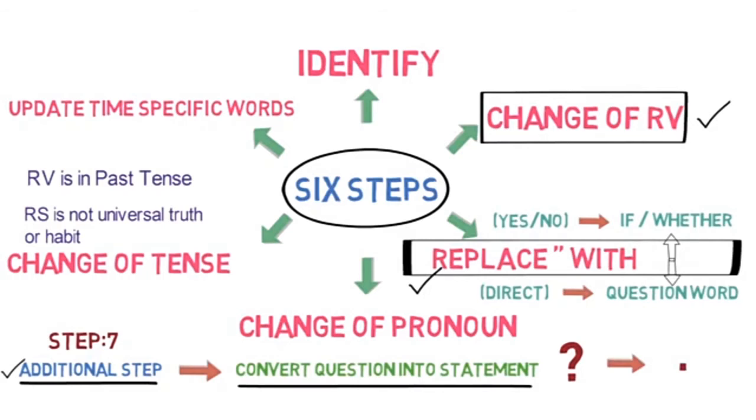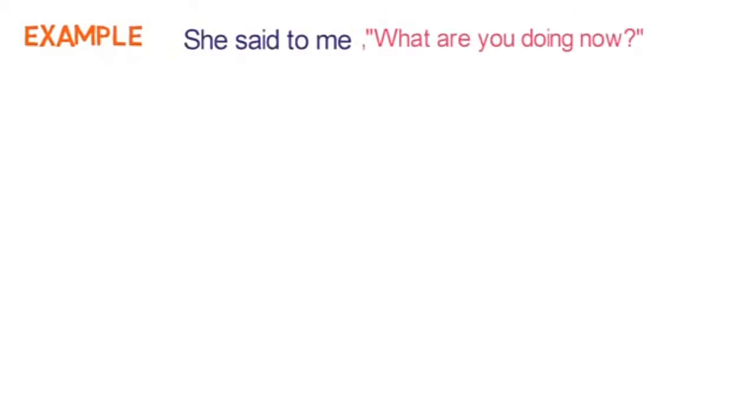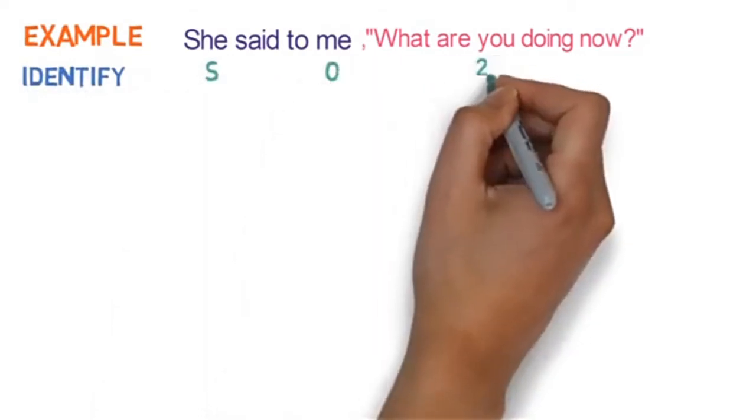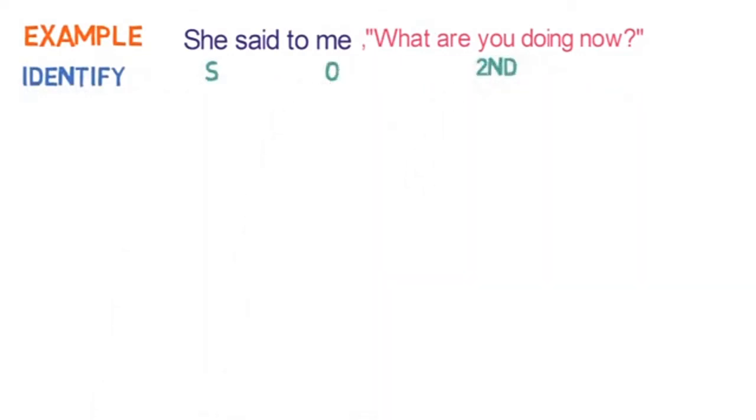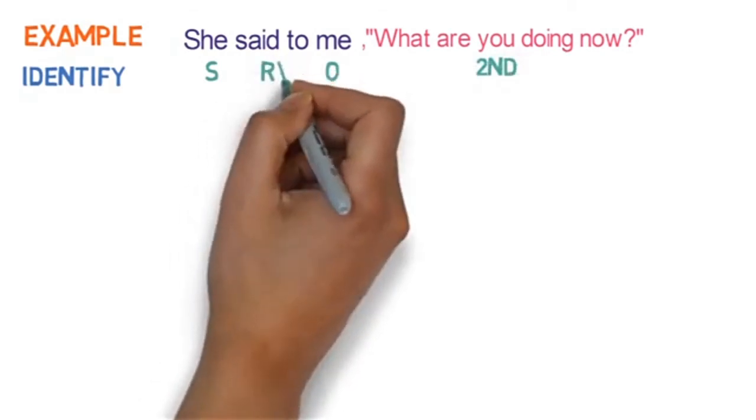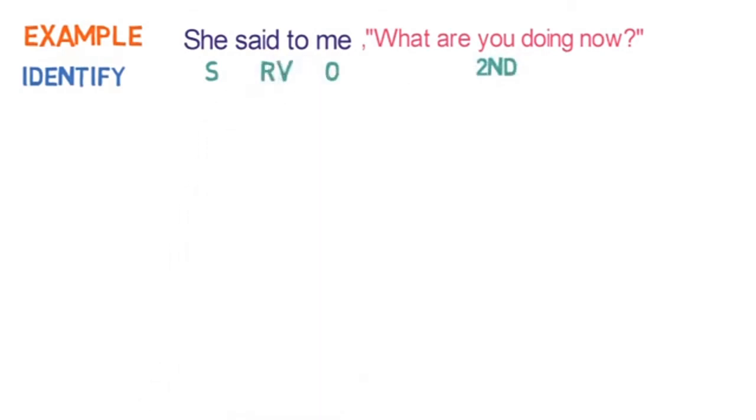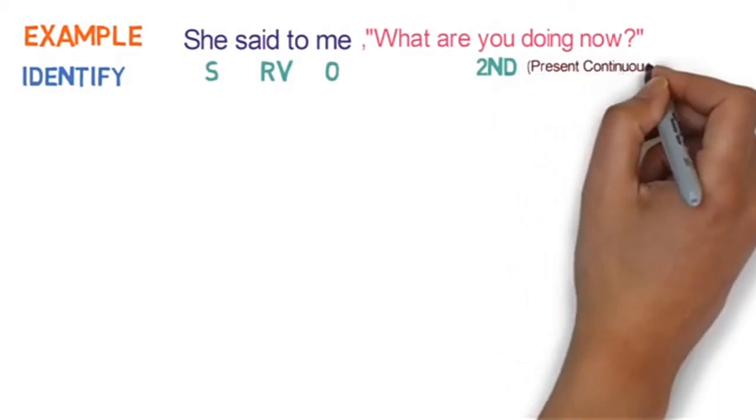Let's understand the application of this 7-step formula with an example. She said to me, what are you doing now? Step number 1 is to identify. She is the subject, the object is me, here you is the second person, and said to is the reporting verb. And as said to is in past form, we need to check the tense of the reported speech. Here the tense is present continuous.